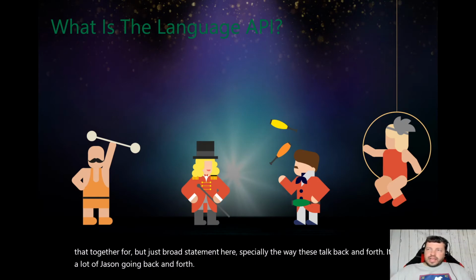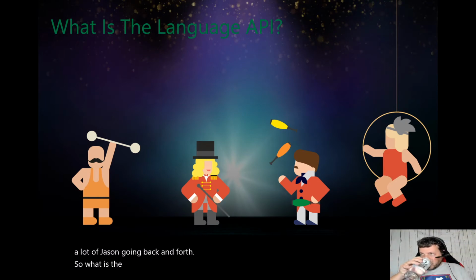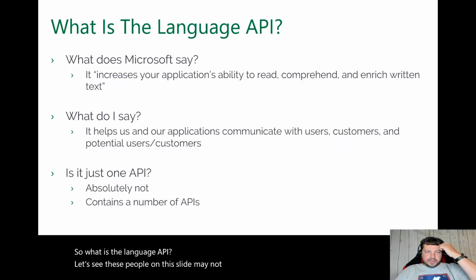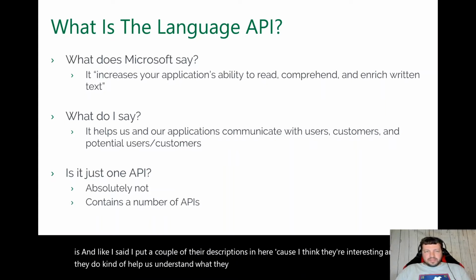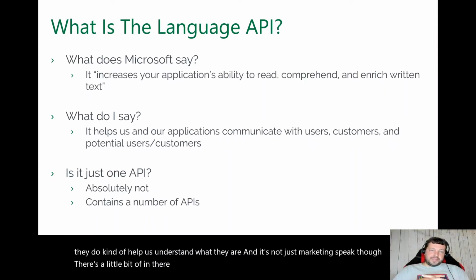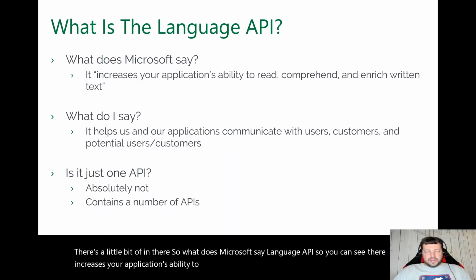So what is the language API? And let's see, these people on this slide may not know, but this slide knows. So what does Microsoft say it is? And like I said, I put a couple of their descriptions in here because I think they're interesting. And they do kind of help us understand what they are. And it's not just marketing speak, though there's a little bit of that in there. So what does Microsoft say? The language API, as you can see there, increases your application's ability to read, comprehend, and enrich written text.